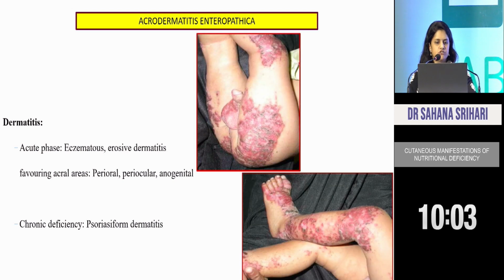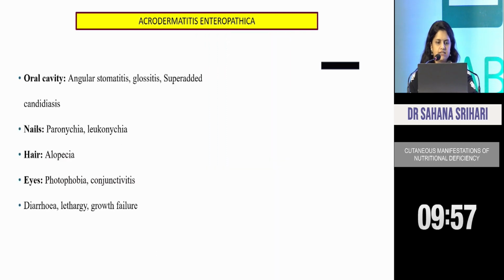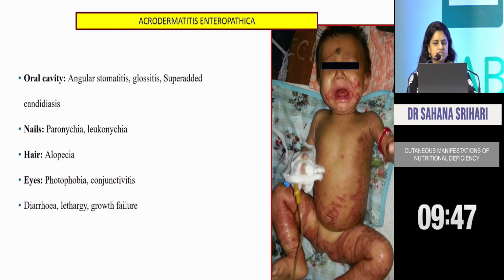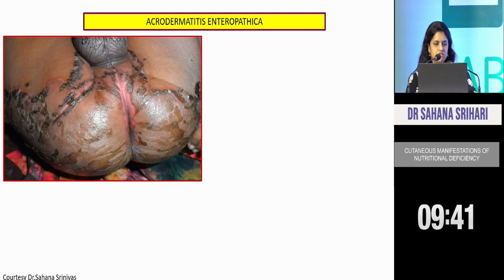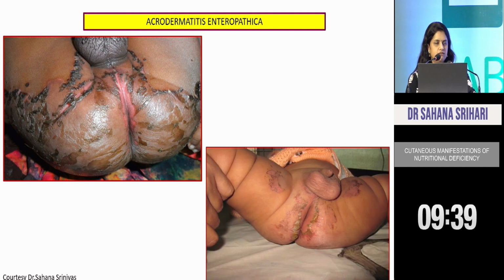Here are some pictures showing lesions occurring in zinc deficiency. Again, zinc deficiency can be associated with angular stomatitis and glossitis with superadded candidiasis infection. There can be hair, nail and eye changes also. Here we can see that there are erythematous plaques with well-defined borders. Lesions in the perianal area are very characteristic in zinc deficiency.